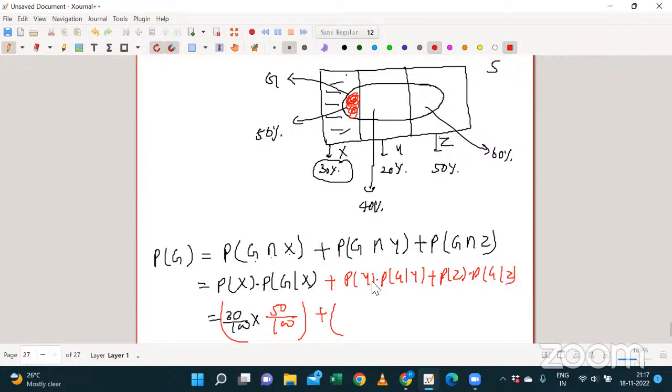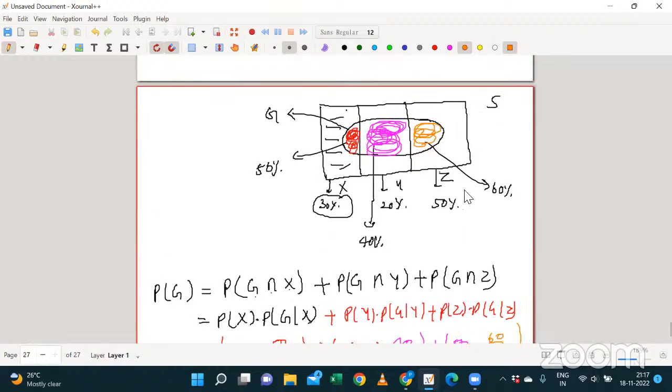So what is the probability of Y? 20%. The probability of girls from college Y, this region, is 40%. Plus 50% for college Z, and this orange region for the girls is 60%. Just compute the value. Is it clear from the Venn diagram?